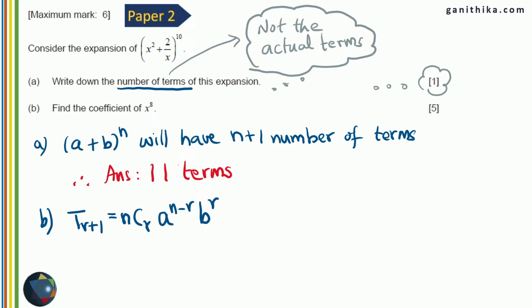In this case, a is x square, b is 2 over x. Use the brackets correctly, and the n value is 10. So, using the brackets correctly and substituting a as x square, b as 2 over x, and n as 10, this is what you will get.